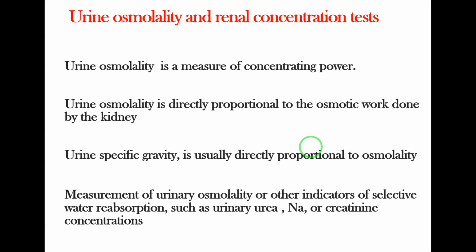The urine osmolarity is more accurate than the specific gravity, but both of them are closely related, so we can measure the urine specific gravity as a direct estimate of the osmolality. It also depends on the renal concentrating ability, and it is a function of the antidiuretic hormone.